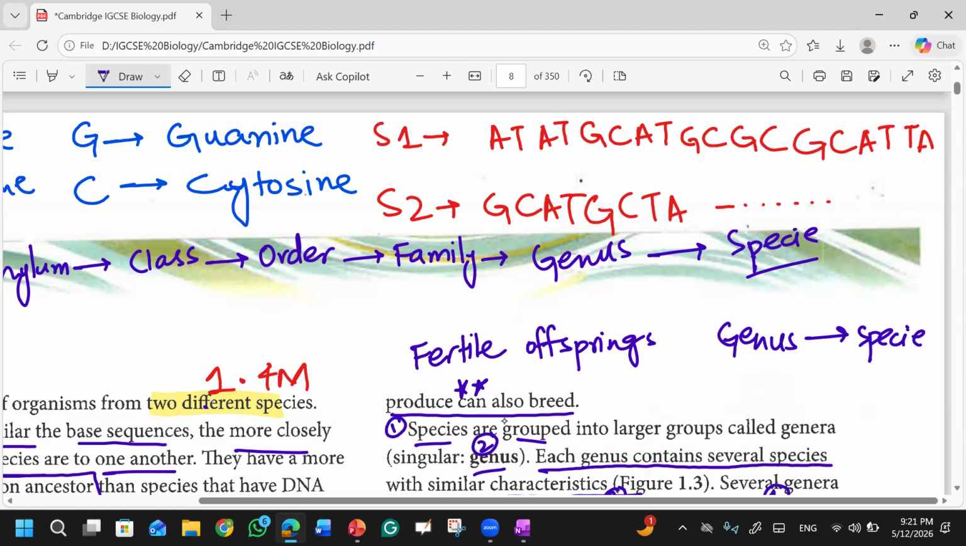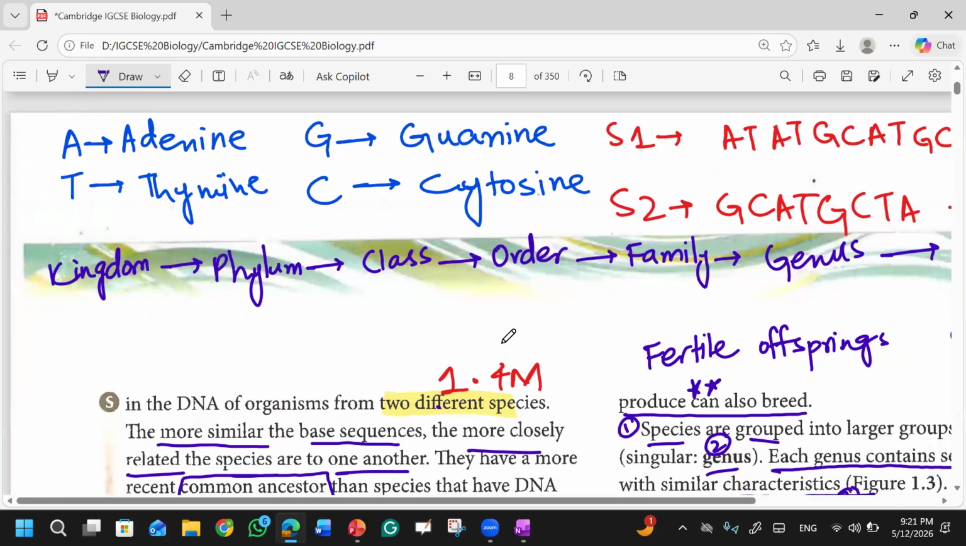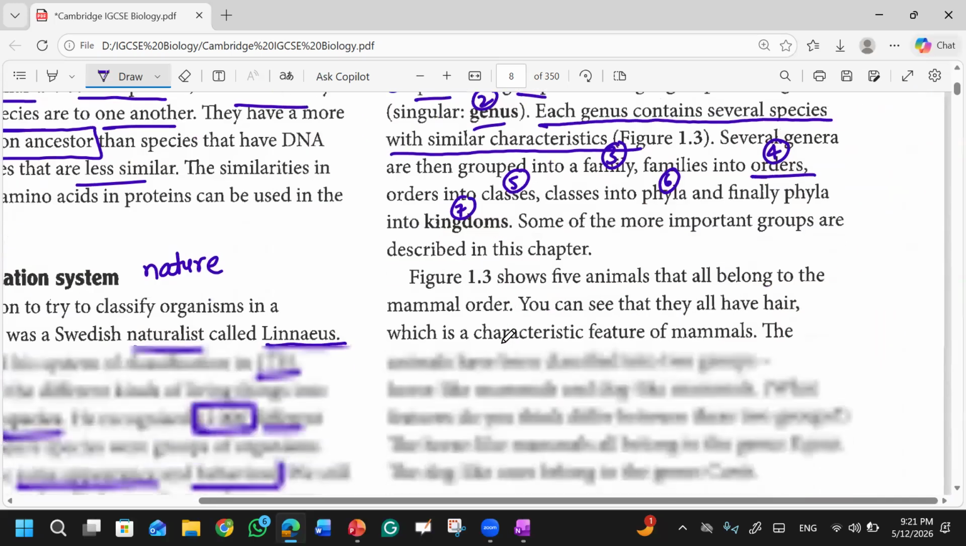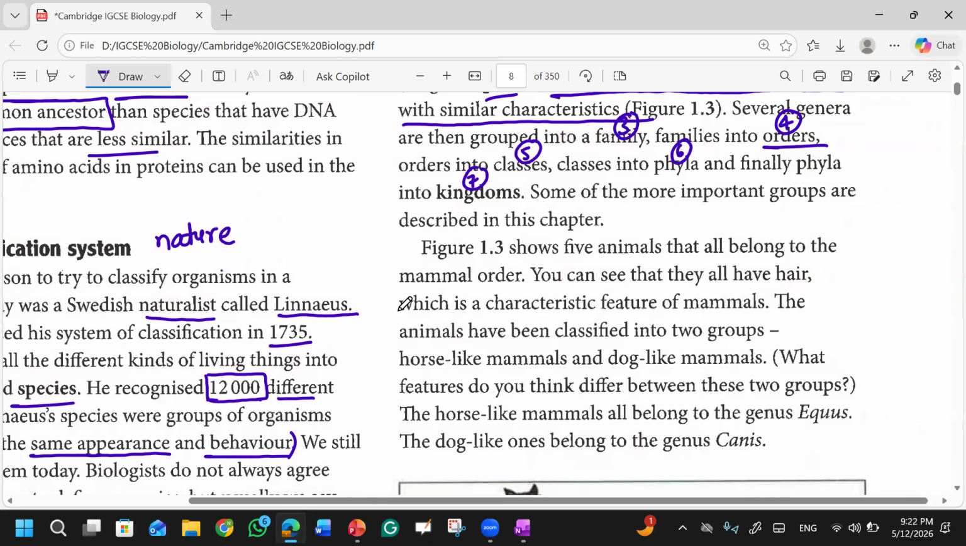They are in one family. Then from family you have order, then class, and then phylum, and then kingdom. This is known as the classification system that was given by Carl Linnaeus. Okay, are you clear with this?